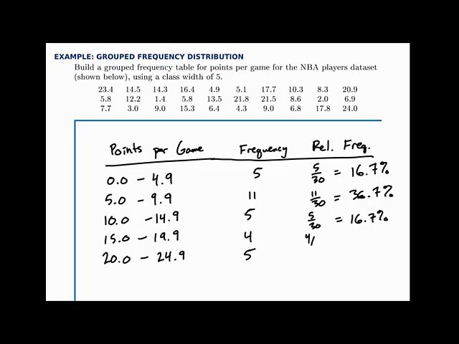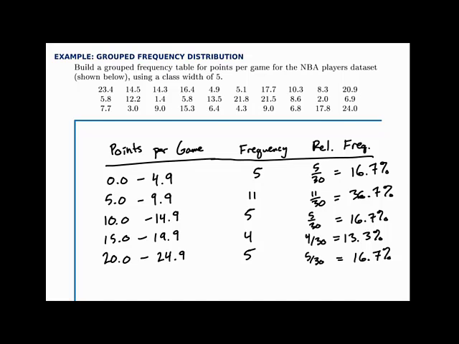And then 4 out of 30, we could round to 13.3% to get the relative frequency for each. So it's really just counting. The only thing to keep track of for grouped frequency tables is to make sure your classes are all evenly wide and that none of them overlap.